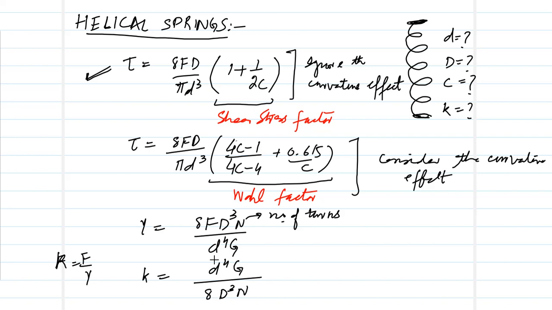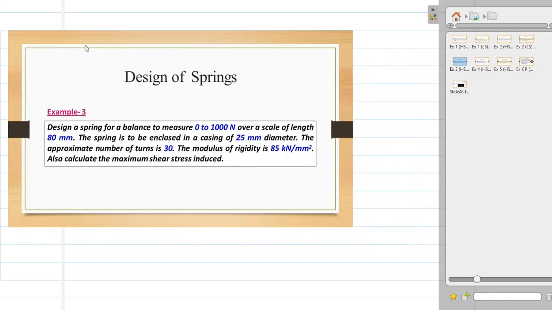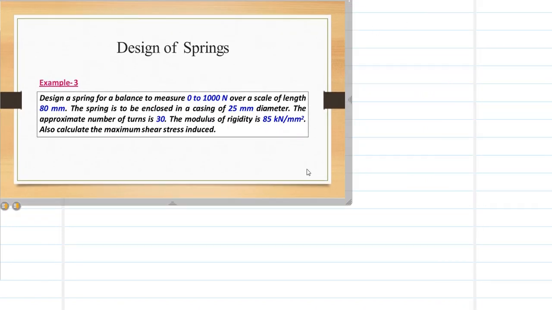So we have solved some problems in the class, but for a quick revision, let's start with a new problem, example 3. Yes, we have done this problem in the class, but just to take a revision, I'm solving it here. This problem says design a helical spring for a spring balance. Now you have seen the spring balance, I think, in your childhood, where there is a small casing, and there is a spring in between, and there is a hook.